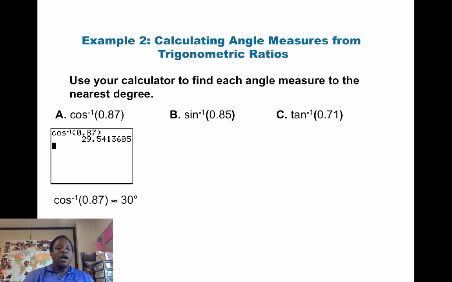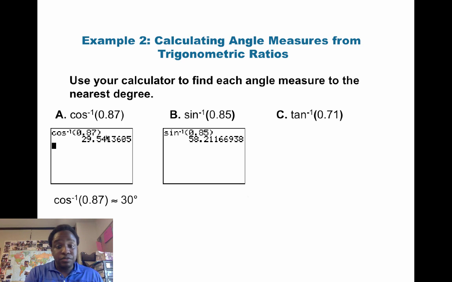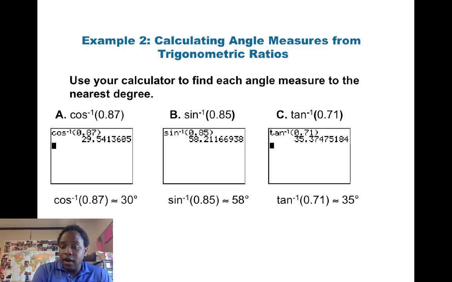All right, so arc cosine, we get 29.54 degrees, or approximately 30 degrees. The question's asking us to round to the nearest degree, so since it's 29.5, we round it up to 30. Arc sine of 0.85 ends up being approximately 58 degrees, and arc tangent of 0.71 is approximately 35 degrees.